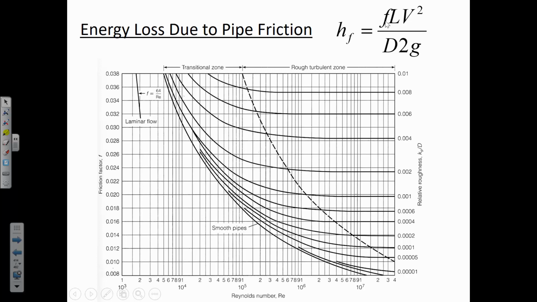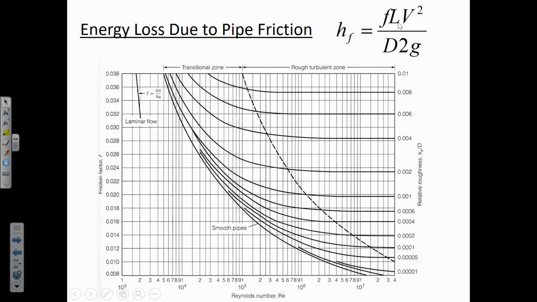For instance, a 100-meter length of pipe would have twice as much energy loss as a 50-meter length of pipe, so it's a linear relationship between length and energy loss. The velocity term is squared, which means that as the average velocity through a pipe section increases, there's an even larger effect on the energy loss. So it's a nonlinear relationship for velocity. D is the diameter of the pipe, and g is the gravitational constant.